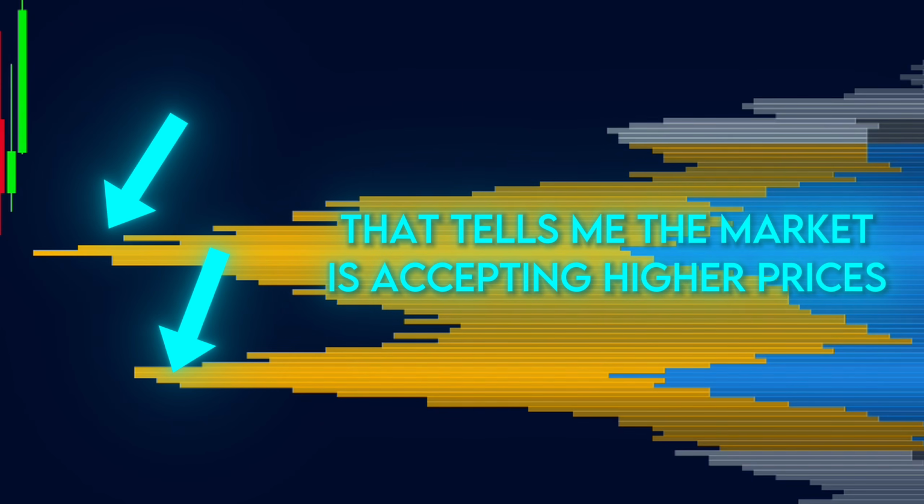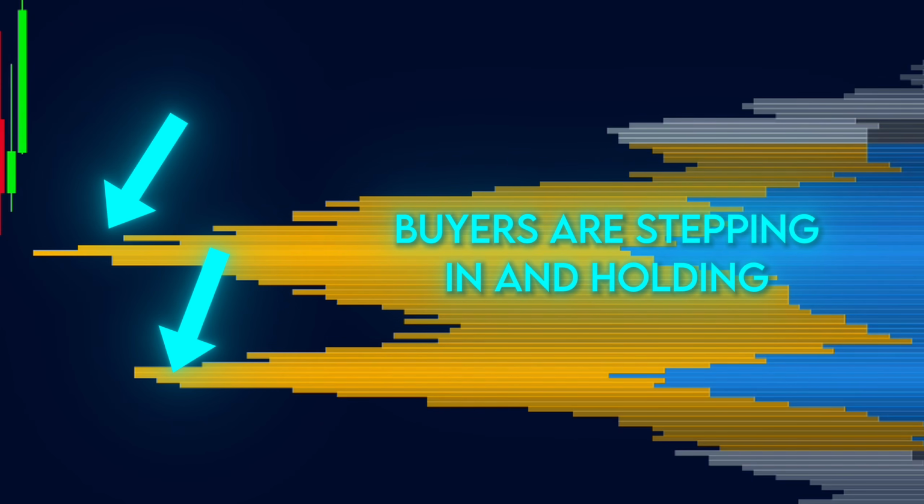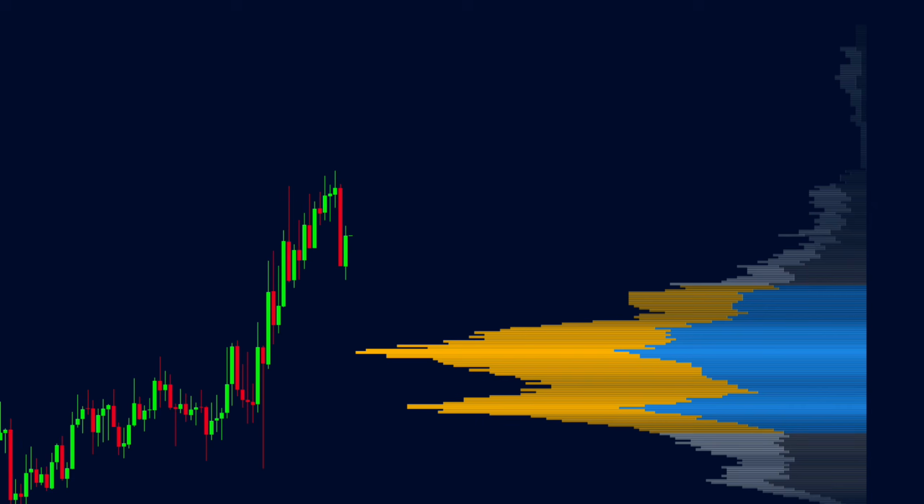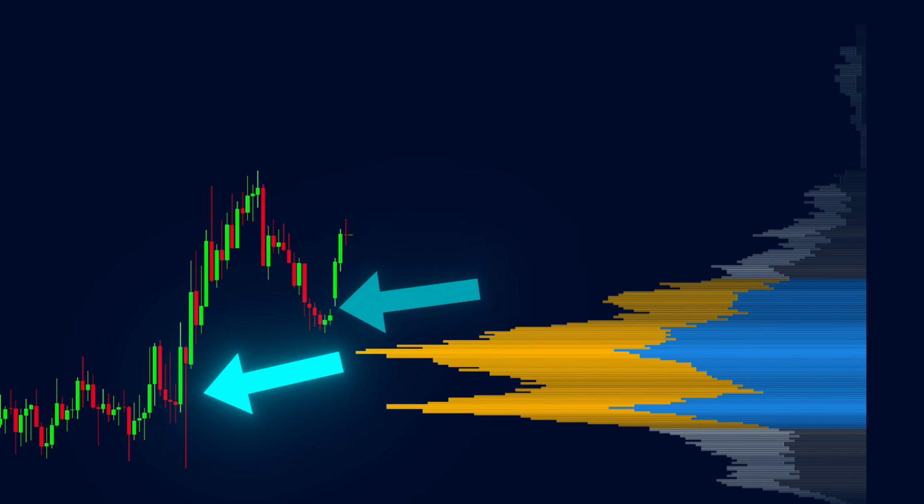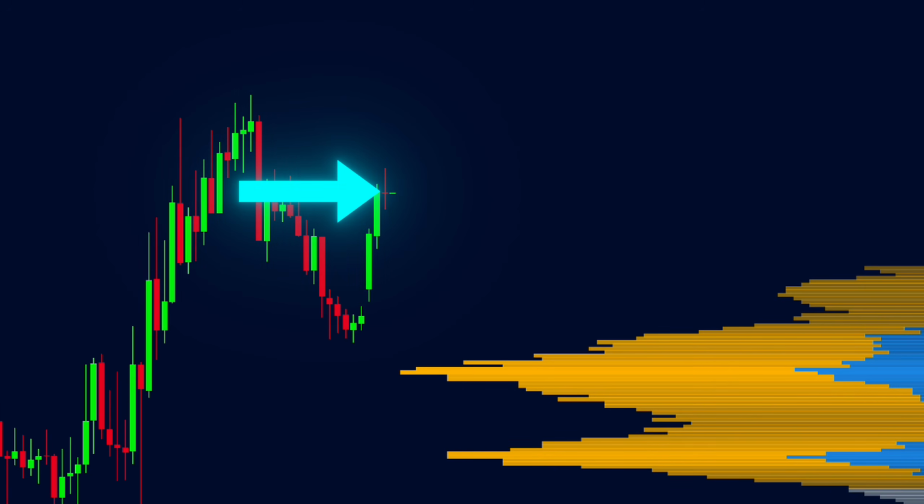Once that happens, I watch the profile. If I start seeing volume build above the old value area, that tells me the market is accepting higher prices. Buyers are stepping in and holding. That's my confirmation. Now I wait for a pullback. Price usually comes back to test the top of the value area. What was resistance is now support. When it touches that level and holds, that's my entry.